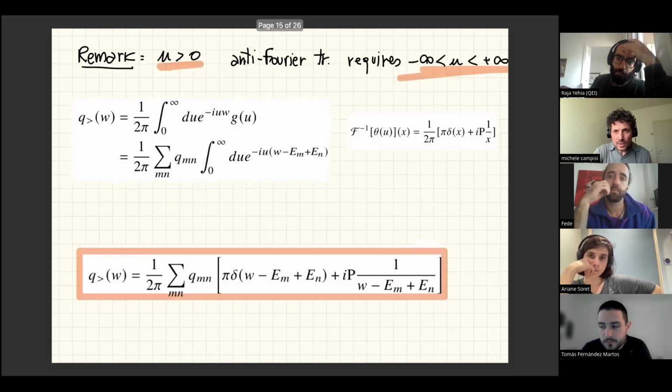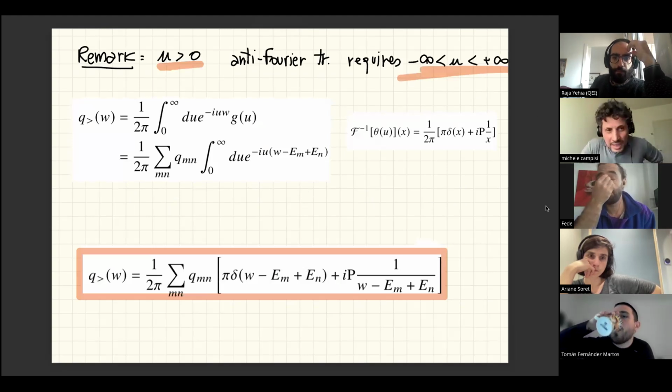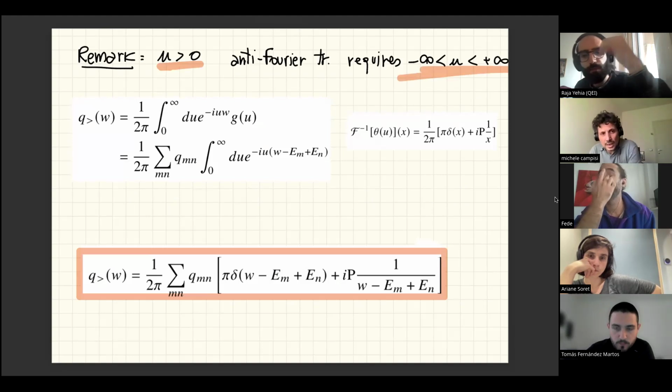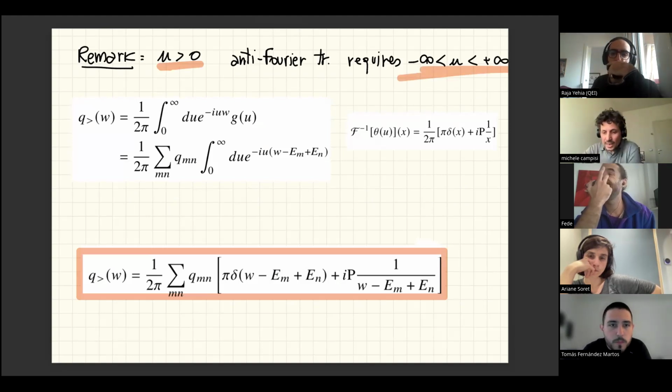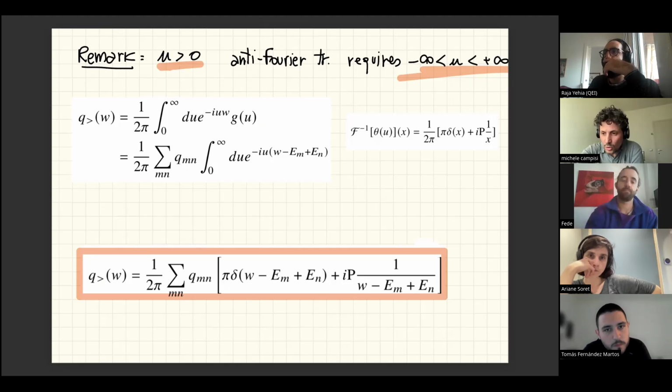So let me go forward. Before that, another remark, and this again is irrespective of whether you are treating closed or open systems. This is a problem that you have in both cases.